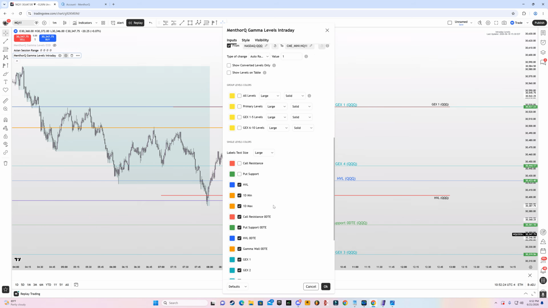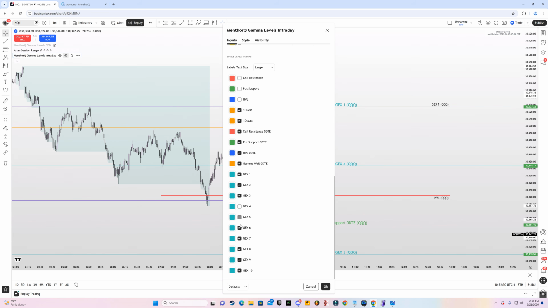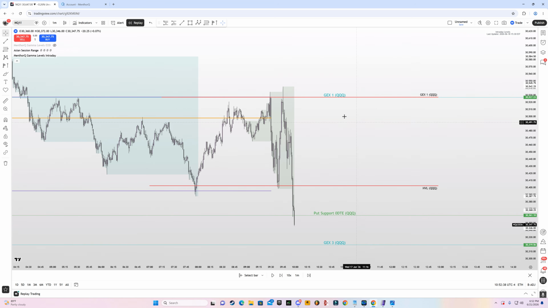And then you just want to disable like this, right? And you want to disable most of these levels here. You can keep the 4 and 5 also, but I just suggest that you stick to this. So this is how you would convert the QQQ levels to NQ.